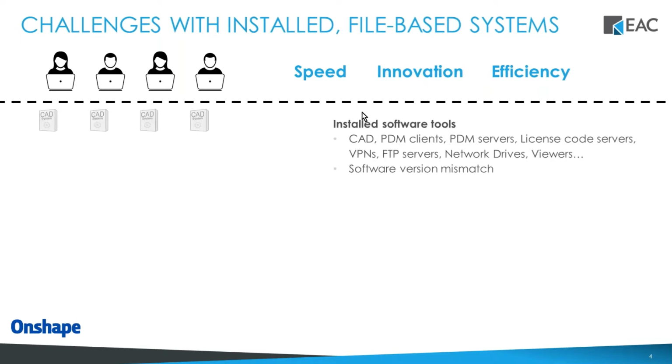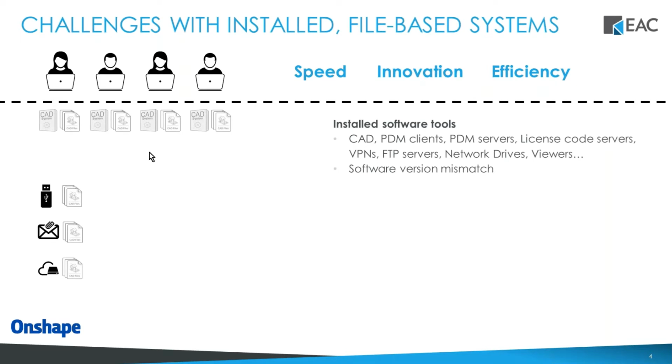First of all, the first thing we have to do is load software, right? We load CAD software on our workstations. And then we can think about PDM clients and VPNs and FTP servers and things like that. Once we have all that set up, then we can actually start creating some files.